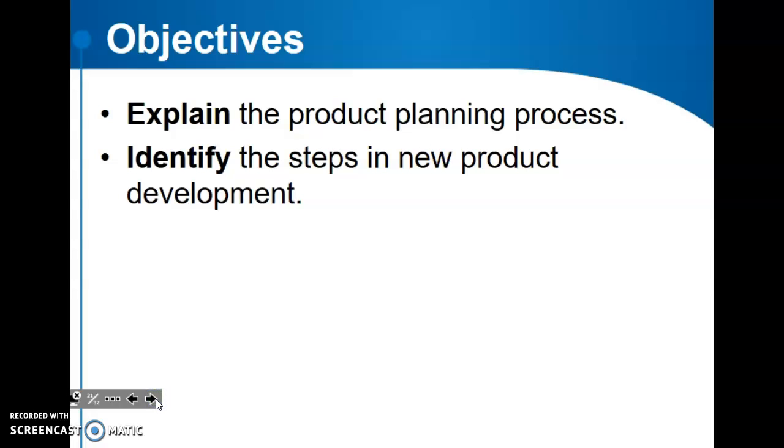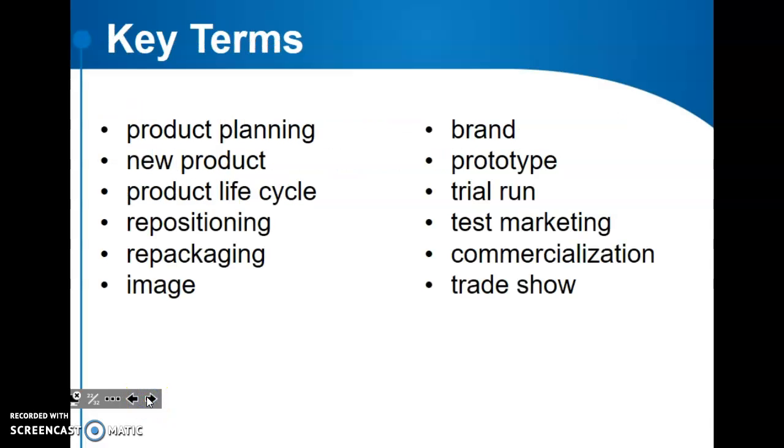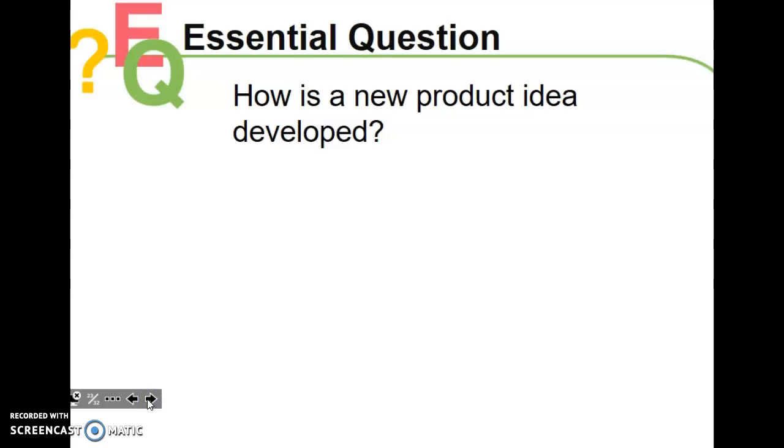The objectives for this lesson: we're going to explain the product planning process. We'll identify the steps in new product development. And you see on your screen the key terms that you're going to be learning as you work your way through this chapter. We'll also be answering the essential question, how is a new product idea developed?